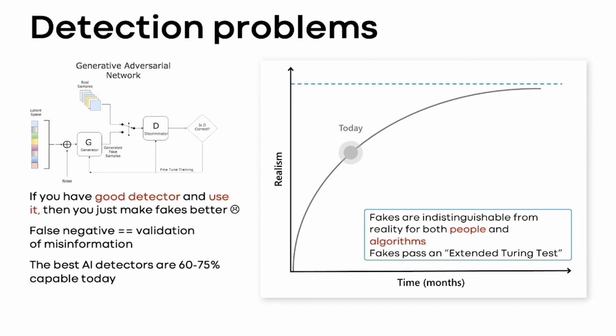The problem with detection is that it's also an arms race. If you have a good detector and you attach it to a malicious synthetic media generator, you can train your generator to make malicious synthetic video that can't be detected with your detector. And today, the best AI detectors are only 60 to 75% capable. That means they misidentify a quarter of information, and that success rate isn't rapidly changing.